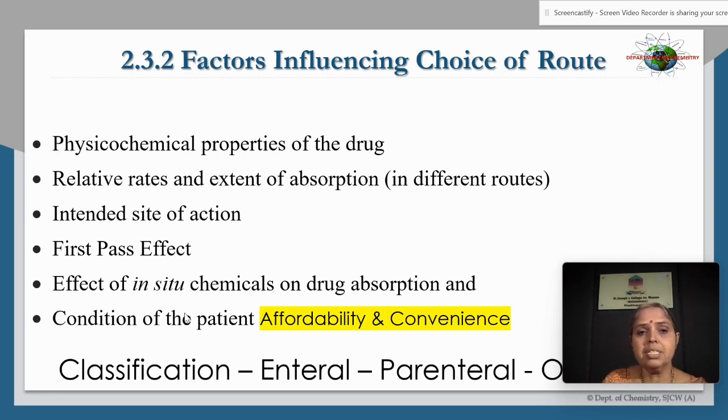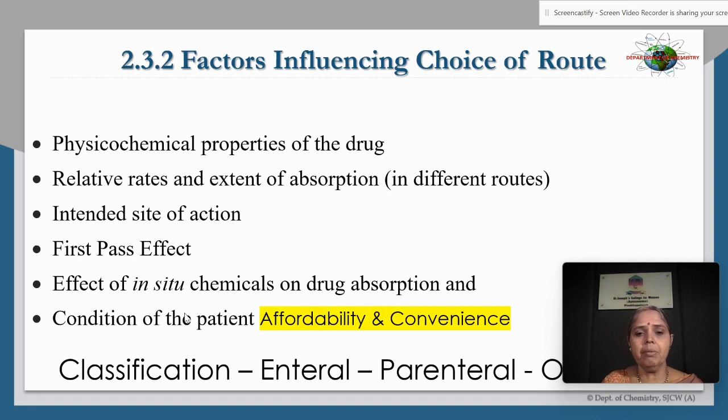So what is the effect of in situ chemicals is one factor which will decide a particular route. Before you decide on a particular route, you consider that factor also. Most important factors are condition of the patient, affordability and convenience. Condition of the patient: if the patient is bedridden and can't move from the bed, or is in an unconscious state, you don't give a medicine through the mouth because the patient cannot swallow it.